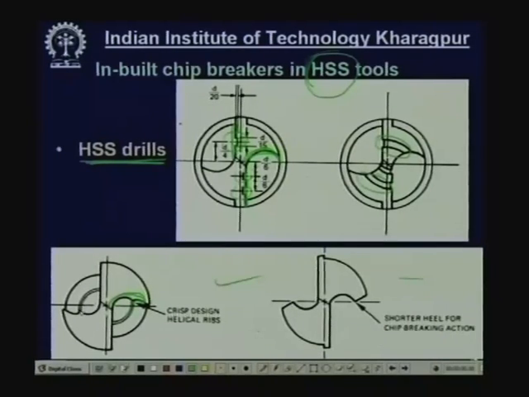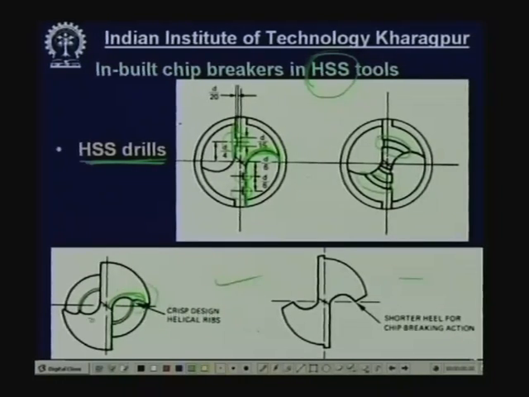What is the function of this ridge here? When the chip is formed by this cutting edge, this ridge will force the chip to curl tighter, more close curling. As a result, the disposal of the chip will be easy, it will not jam into the space, or damage the internal drilled surface. So, this basically does not break the chip, but forces the chip to curl closely, and the chip will come out more easily without any disturbance and obstruction.